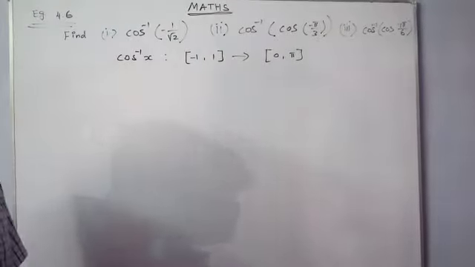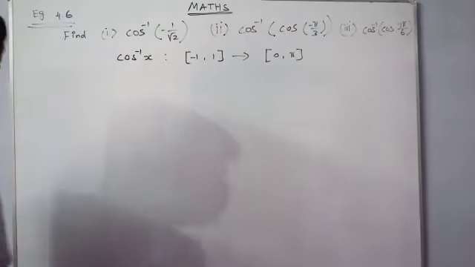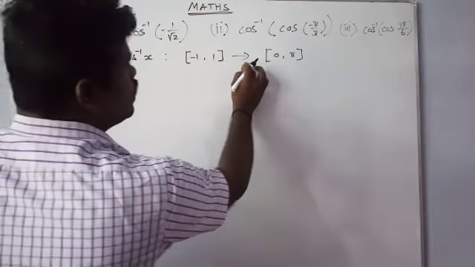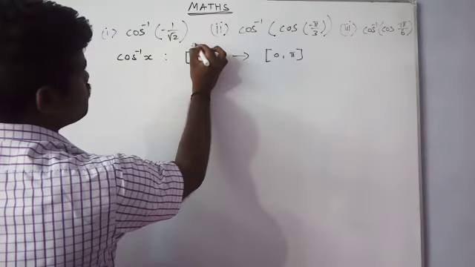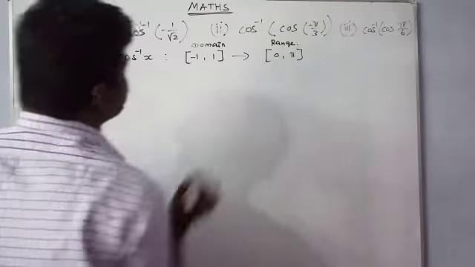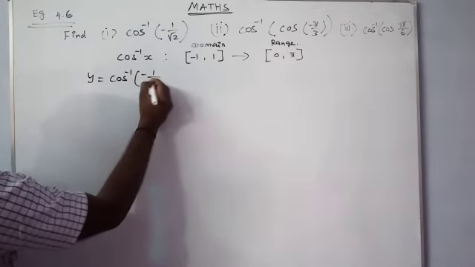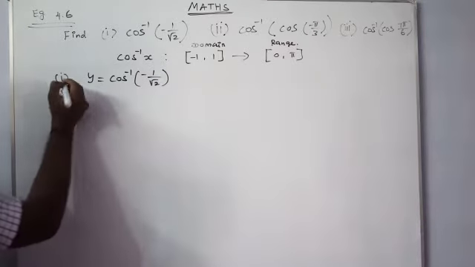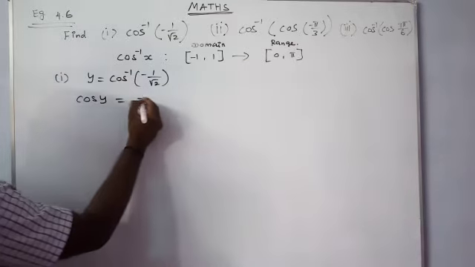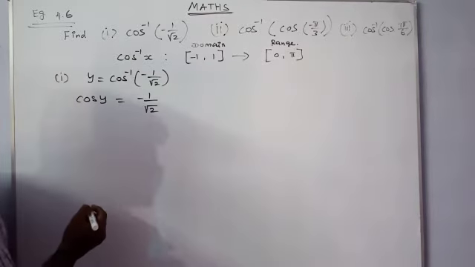Now example 4.6. Find cos inverse of minus 1 by root 2, and there are 3 sums. We already know cos inverse of x: the domain is minus 1 to plus 1 and the range is 0 to pi. First of all, let us take y is equal to cos inverse of minus 1 by root 2. This is Roman letter 1. Let us take cos inverse y to this side: cos y is equal to minus 1 by root 2.